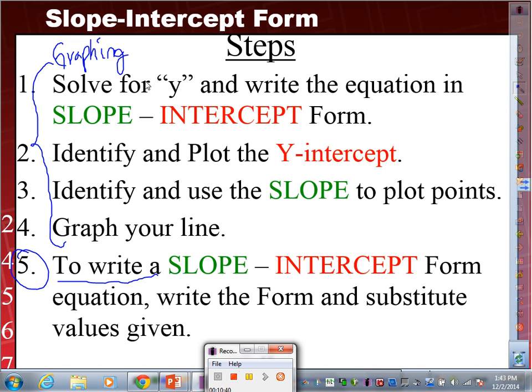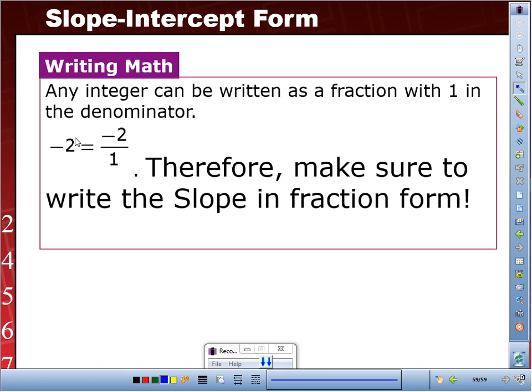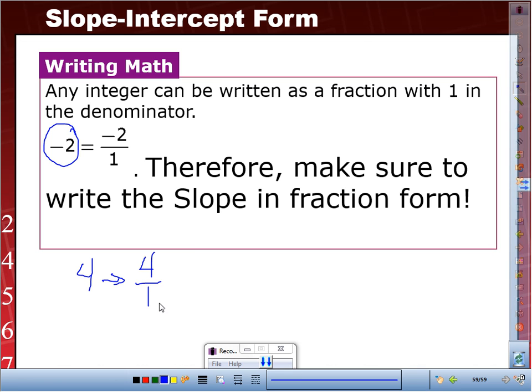Okay, so we have our steps. And once again, steps 1 through 4 is for graphing. Step 5 is to write an equation. Because right now I'm going to give you some problems that have 2 different things to be done in one. So I want you to make sure you understand how to distinguish one from the other. So, a reminder. Whenever you are given a slope as an integer, you write it in fraction form by writing it over 1. Is that correct? So if I was to give you the slope being 4, then the slope will be what? 4 over 1. Everybody got that?